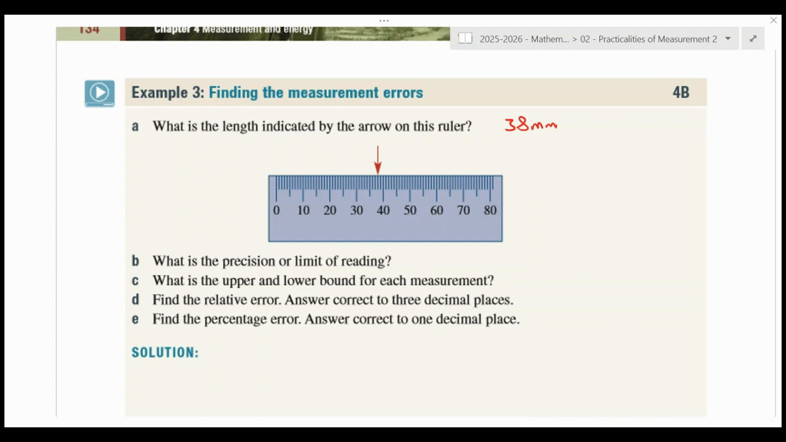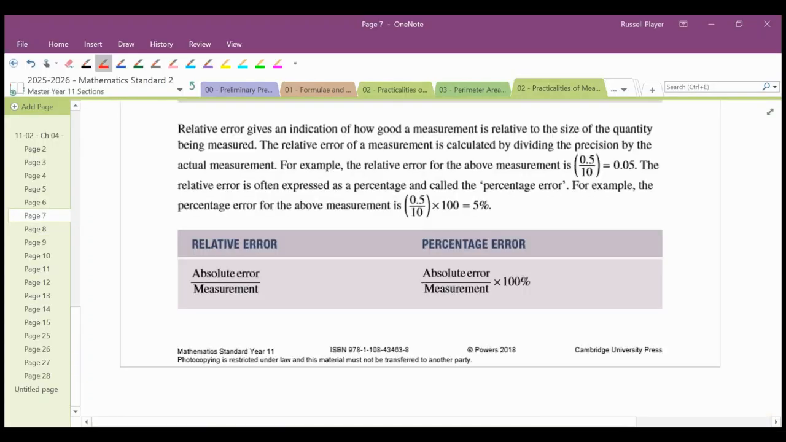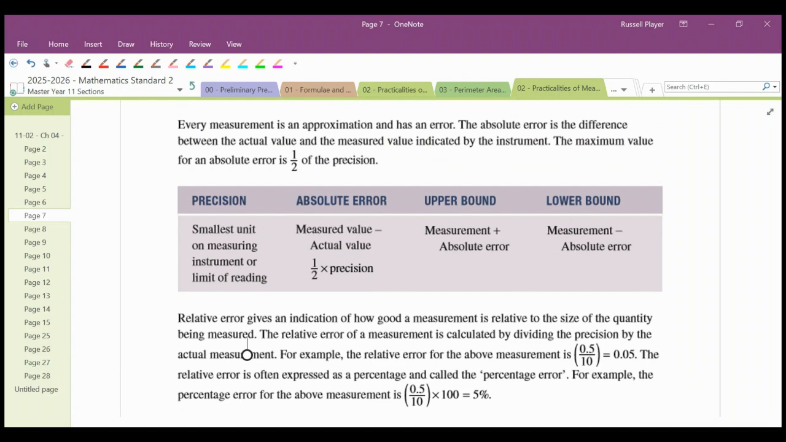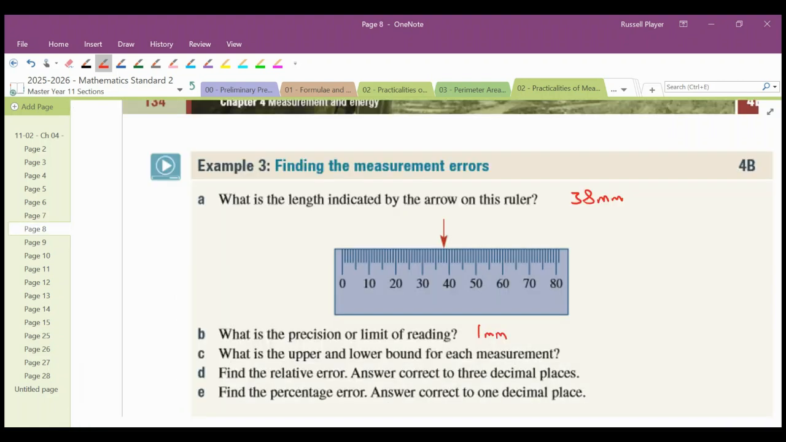So now the next question is saying, what is the precision or limit of reading? So with this, what is the smallest unit that we have on there? Now, each one of these marks is 10 millimeters. If you go for those half marks, they're 5 millimeters, and each of the littler ones obviously is 1 millimeter. So our precision is 1 millimeter, which is pretty good. Now we have to find the upper and lower bound for each measurement. So to do that, if I just flick back a page, to find that upper bound, we need the absolute error, which is half times precision. So let's get that absolute error in there first.